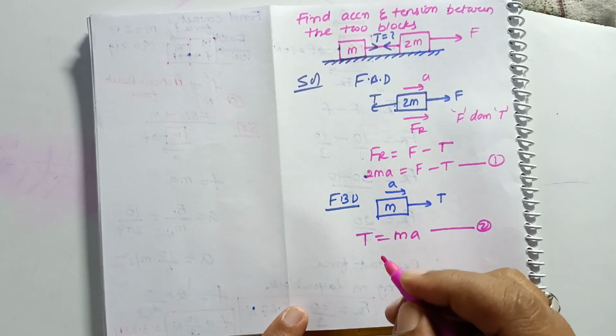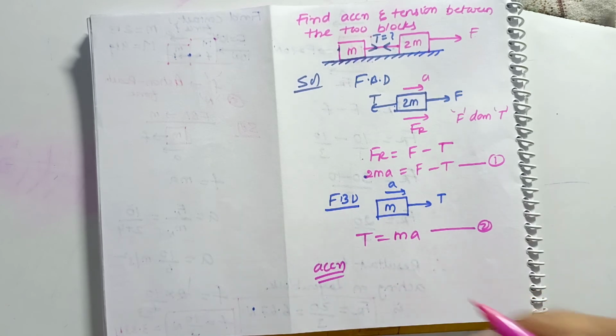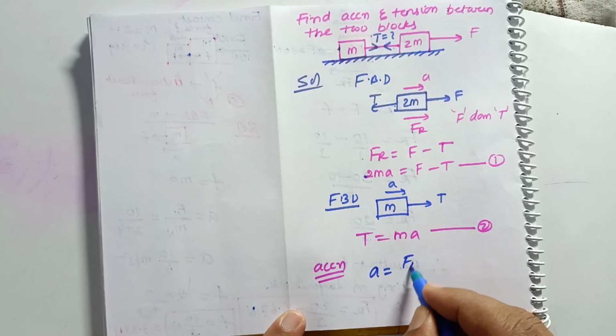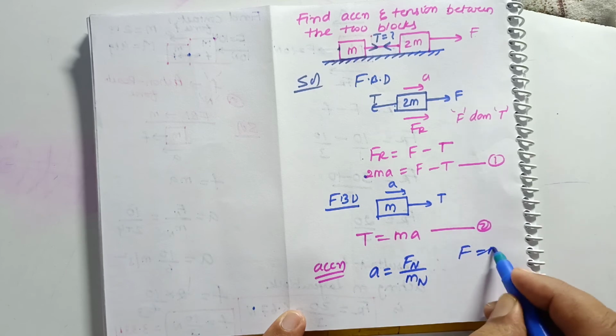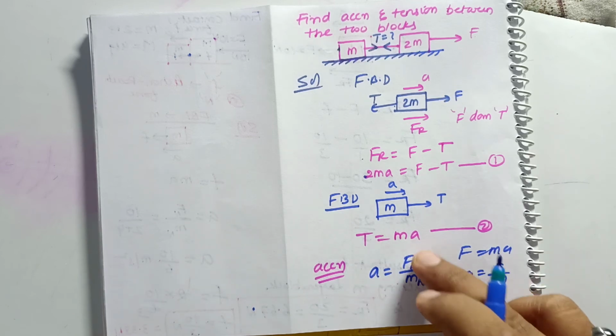But how are you going to find out the acceleration now? For acceleration, I will tell you one shortcut formula. What is that shortcut formula? The shortcut formula here is nothing but acceleration is equal to net force by net mass, because F is equal to ma. Therefore, you can write a is equal to F by m as a general formula. But in this case, I am taking a as F net by m net.